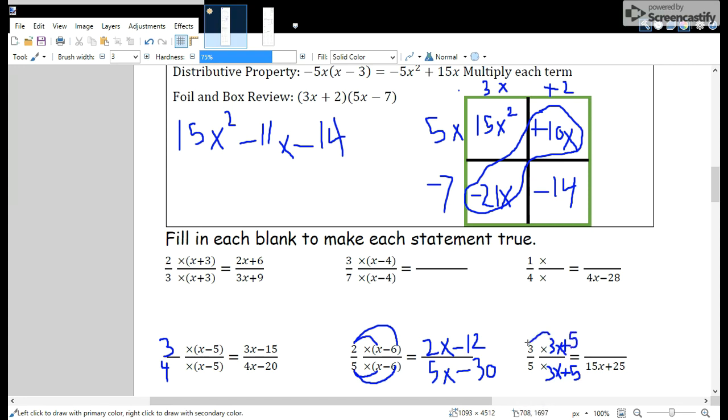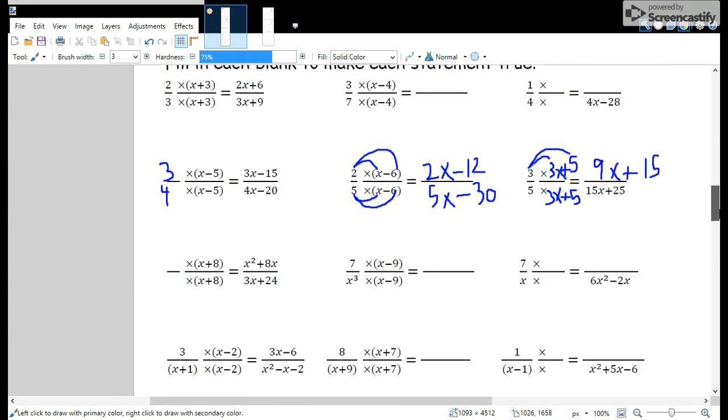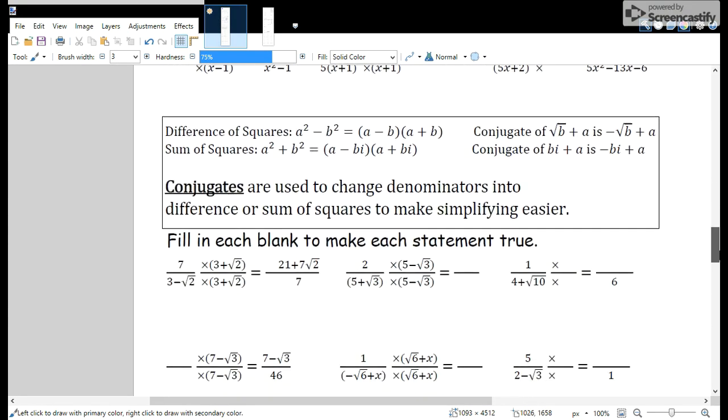Okay, distribute, multiply each term by 3. You get 9x plus 15. Okay, try the rest of these on this page. And let's turn the page.